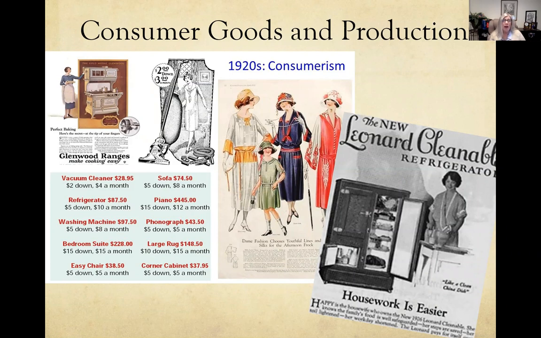And notice how they've got these advertised, all of these new gadgets. You've got all of the new clothing styles. Housework is easier. So they're targeting women in their advertising because these are mostly household items that are going to make housework more efficient and easier. But notice what it says. You can pay $2 down and $4 a month until you pay off the price of this vacuum cleaner. $15 down and $12 a month to buy a piano.